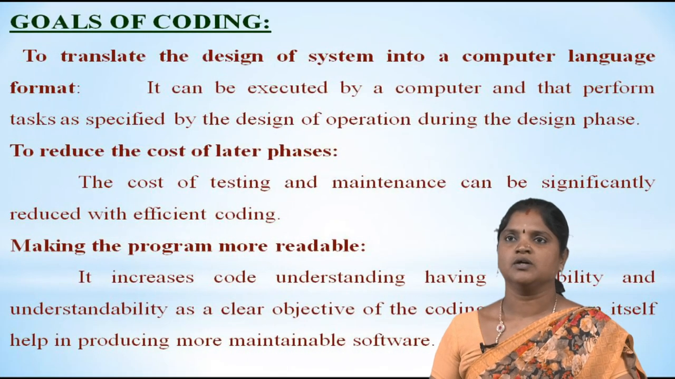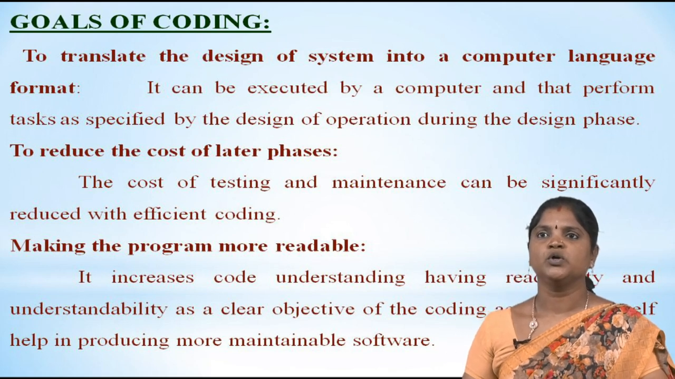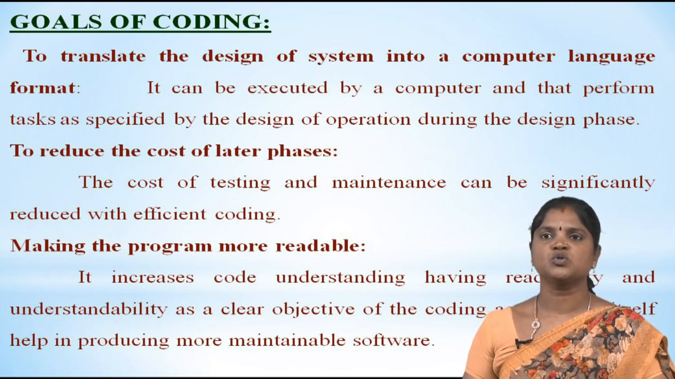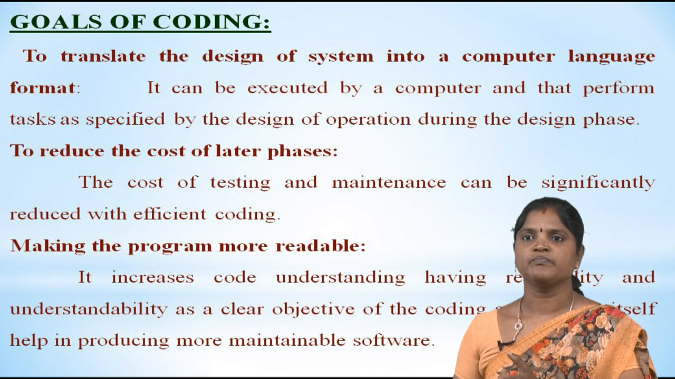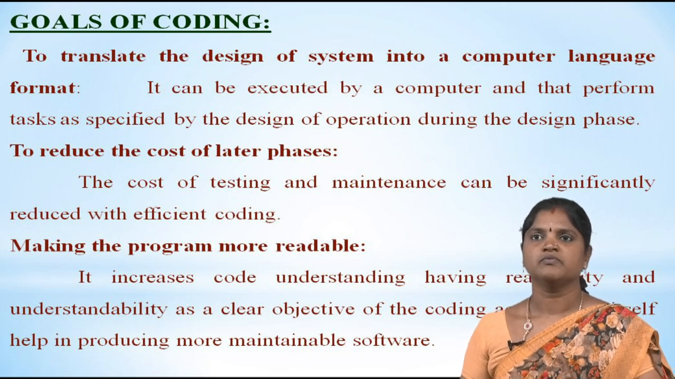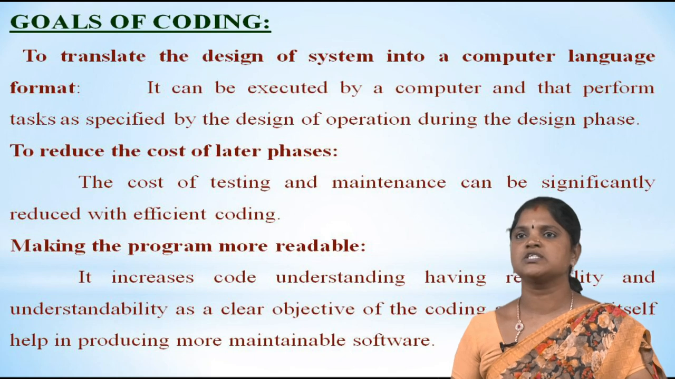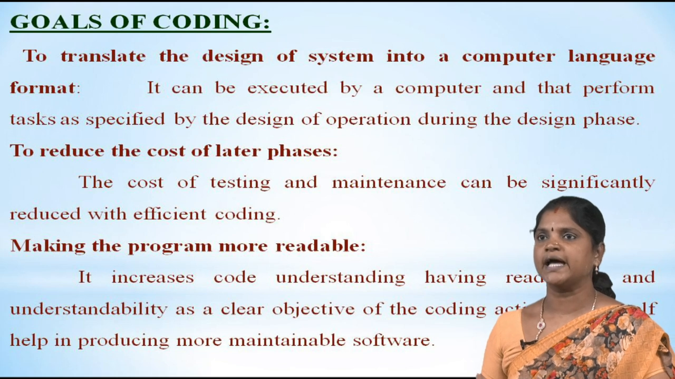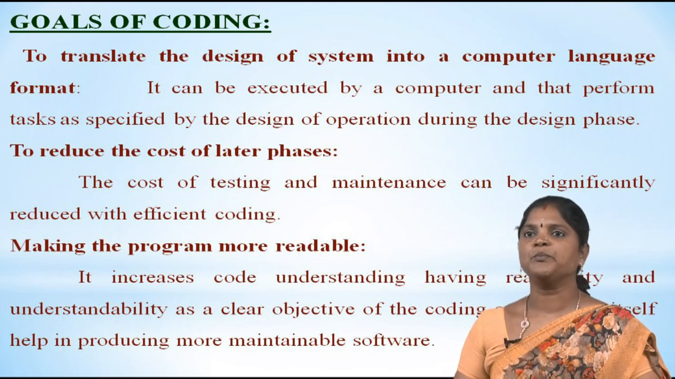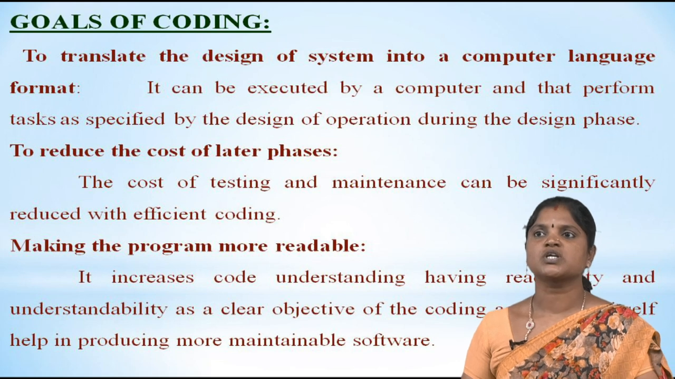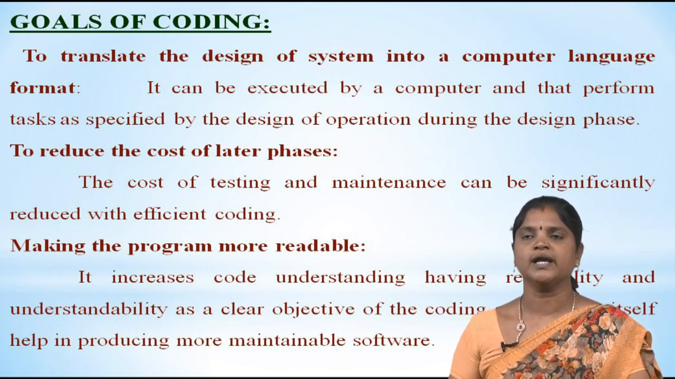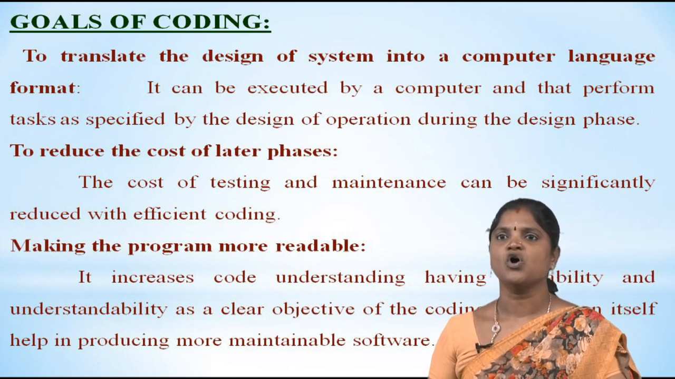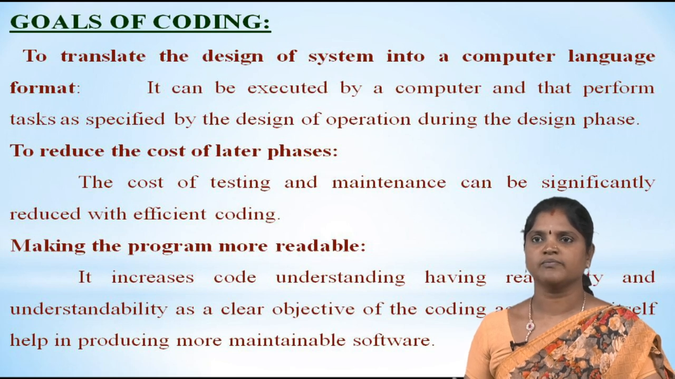What are the goals in coding? There are two goals: to translate the design of the system into computer language format, and second, to reduce the cost of later phases by making the program more readable. First one, to translate the design of the system into a computer language format. This is nothing but the process of transforming the design of a system into computer language format, which can be executed by a computer and that performs the tasks specified by the design during the design phase.